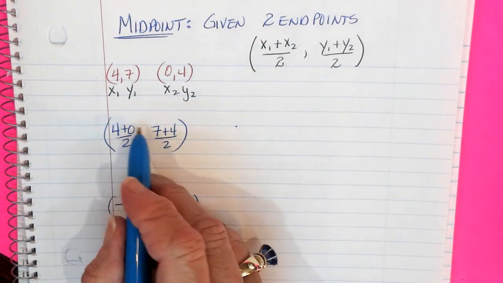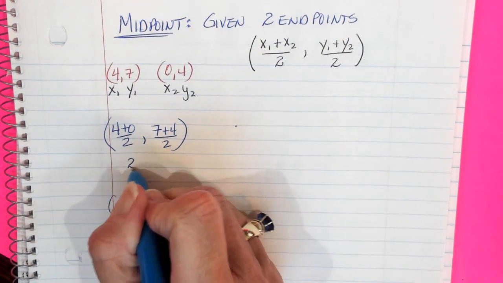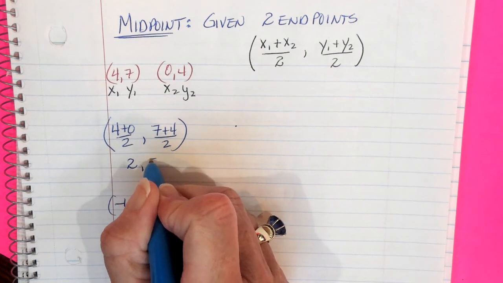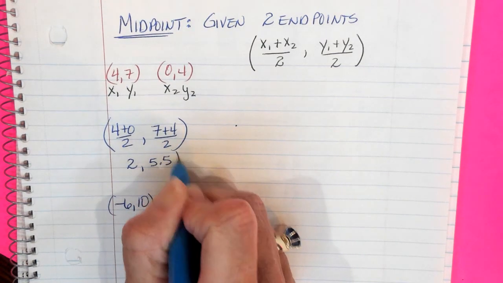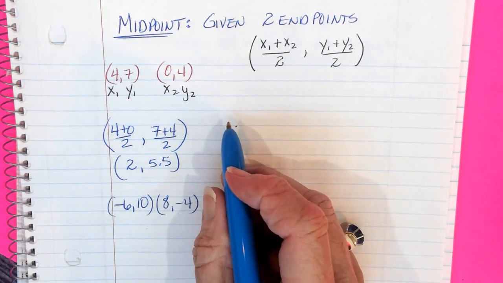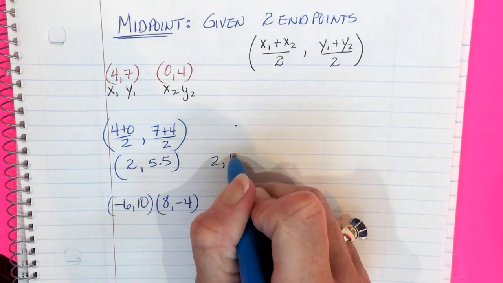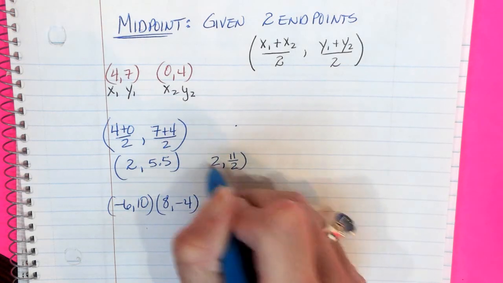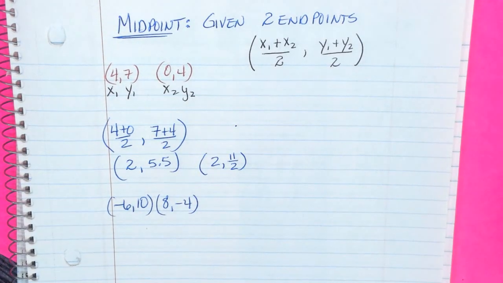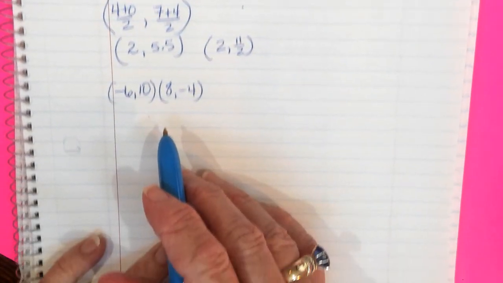Okay, 4 plus 0 is 4, divided by 2 would give you 2. 11 divided by 2 would give you 5.5. If you had that in fraction form, you could have put 2 comma 11 halves. It's the same as the decimal 5.5. Either would be acceptable. Let's try another point down here.